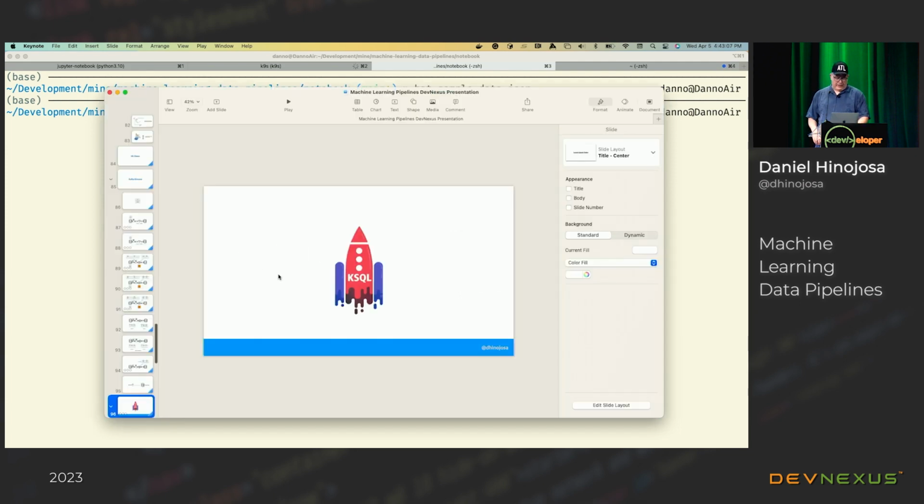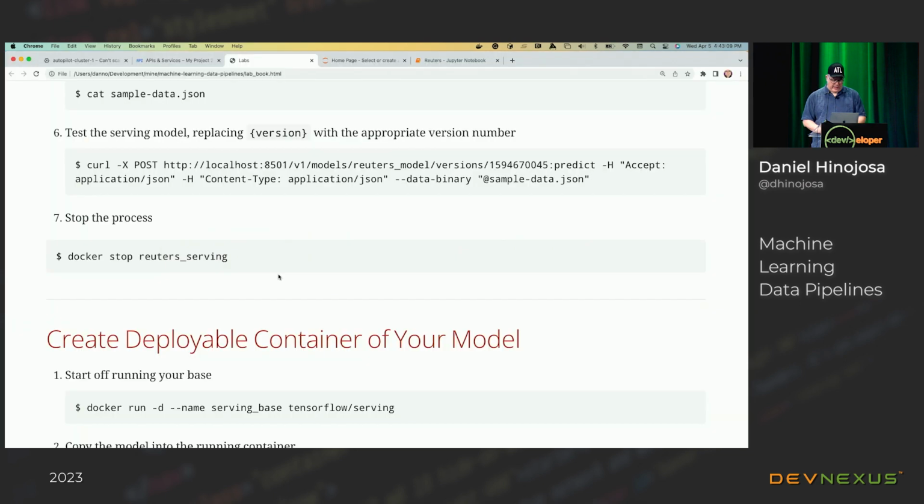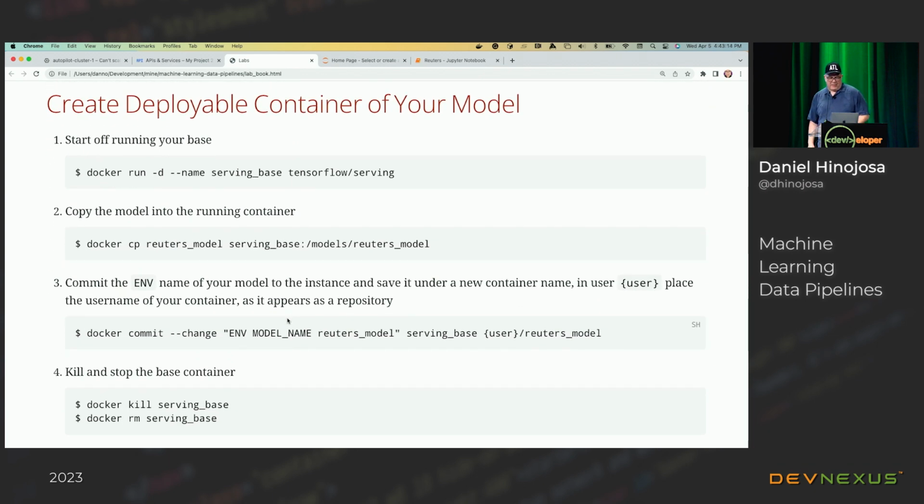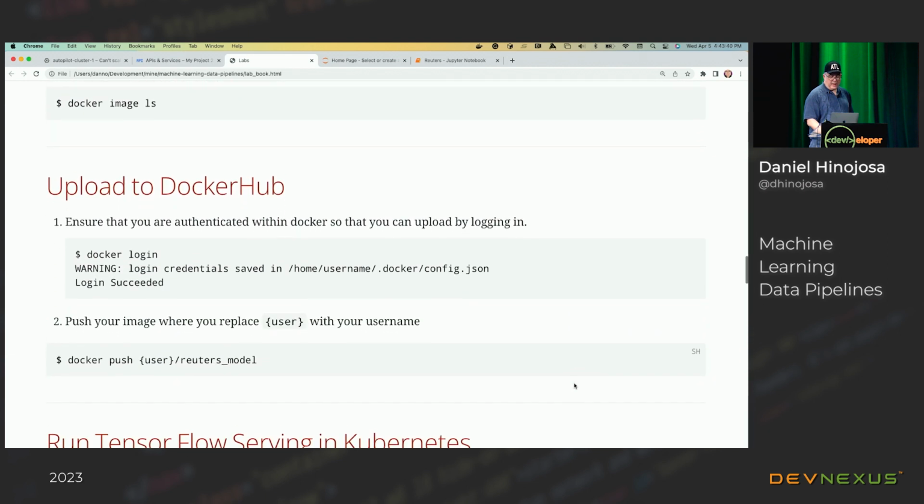Okay. Well, let me come back over here and finish the rest of the story when it comes to the model. Because let's say I want to deploy this onto Kubernetes or something like that. So what I have here is creating the container for the model officially. I'm starting off with TensorFlow Serving. I'm moving that model as a file over to a particular location. And once there, I'm going to do a commit under a particular name, Reuters model, and I'm going to go ahead and upload that to Docker Hub.